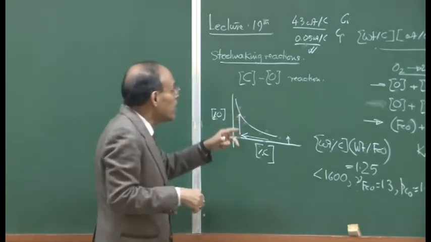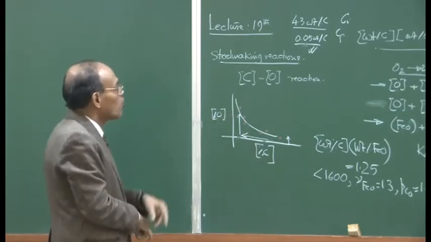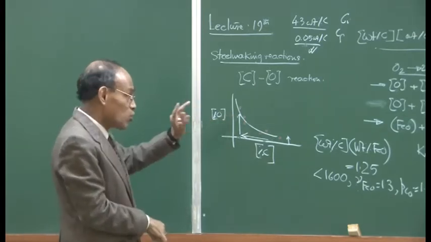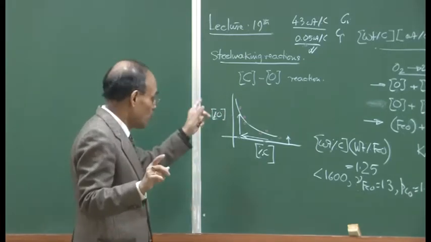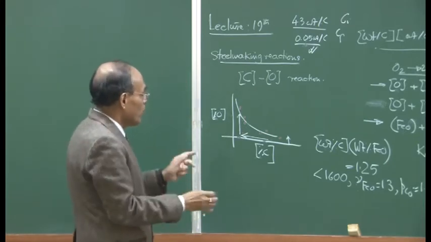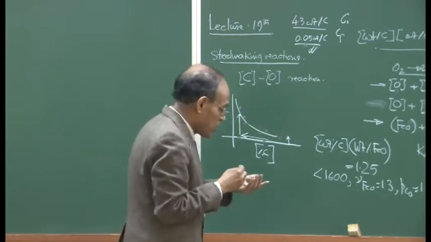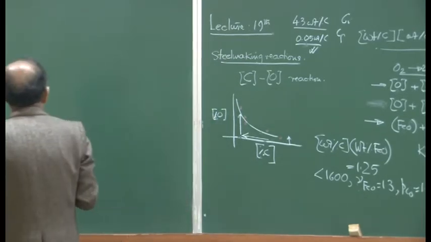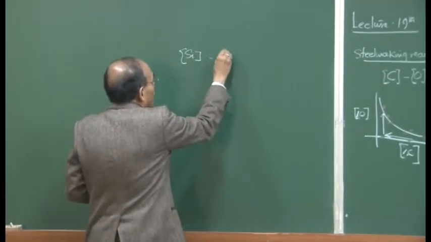So, we will revisit the carbon-oxygen reaction when we talk about the specific steelmaking process. We have not talked so far about the decarbonization kinetics. We will discuss that a little later, when we finish discussing the thermodynamics of all steelmaking reactions. Let us now look at the silicon-oxygen reaction, dissolved silicon and dissolved oxygen.